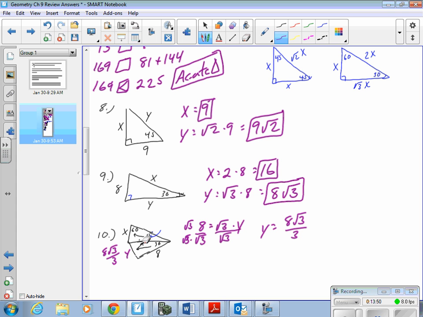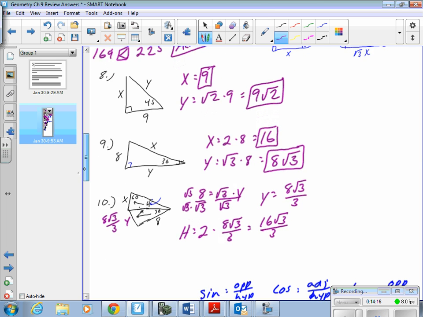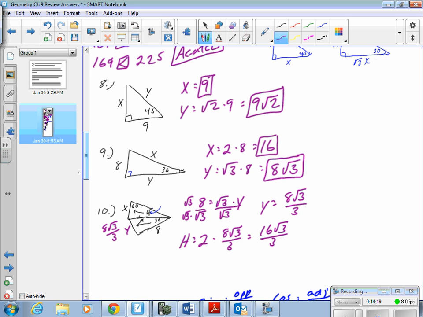Now we're going to use that to find the hypotenuse, this h right here. And the hypotenuse for a 30, 60, 90 is 2 times the length of the short leg. So this h should be twice the short leg, or 2 times 8 square roots of 3 over 3, which is simply going to be 16 square roots of 3 over 3. So that h there in the center is 16 square roots of 3 over 3.